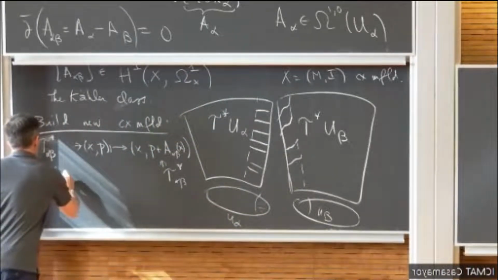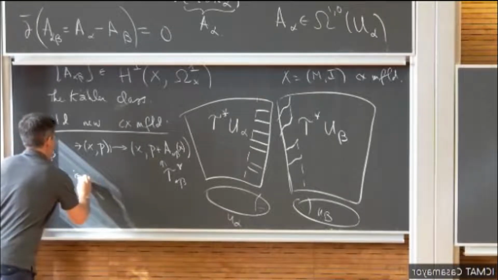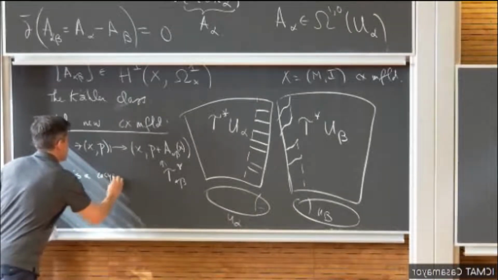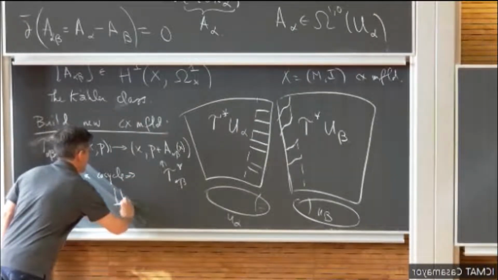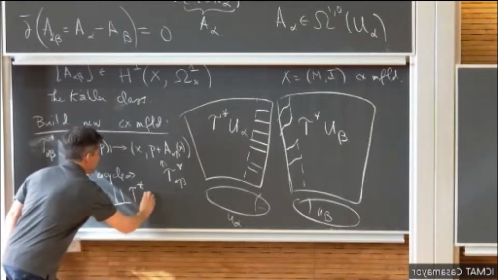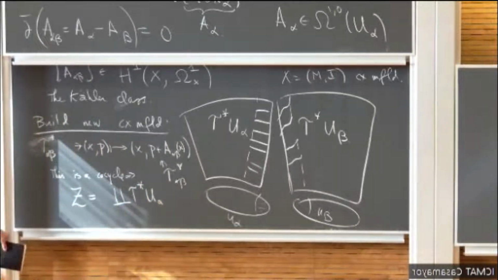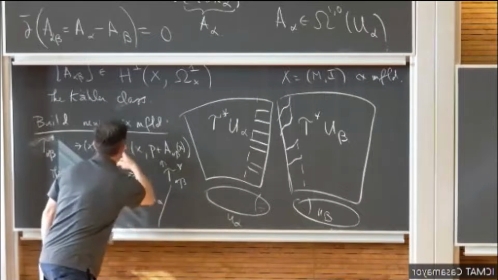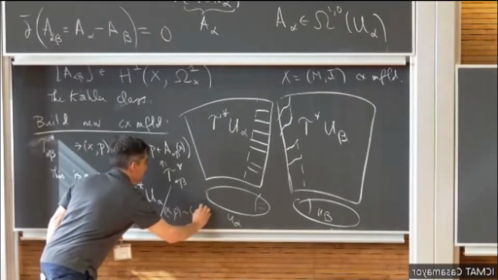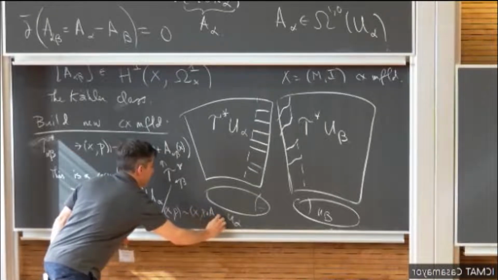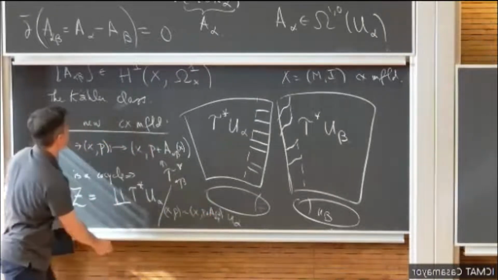So this is a cocycle. So we obtain a new manifold, which I'll call Z. The new manifold is just all these little pieces of the cotangent bundle, T star U alpha, with this identification, XP is identified with XP plus A alpha beta of X.